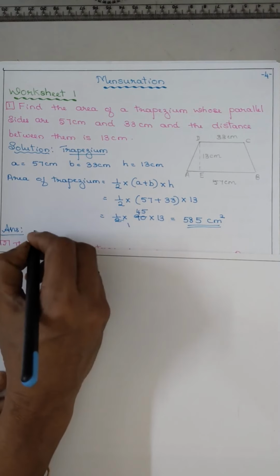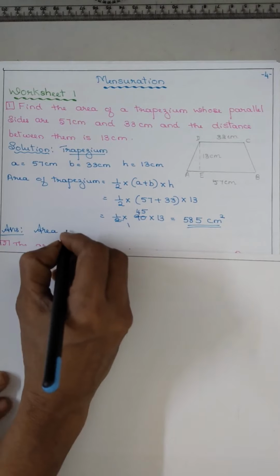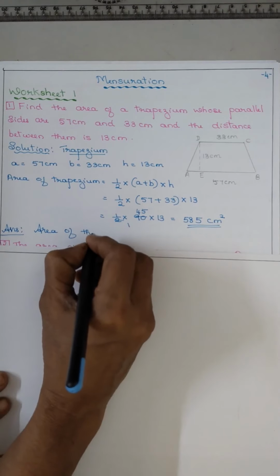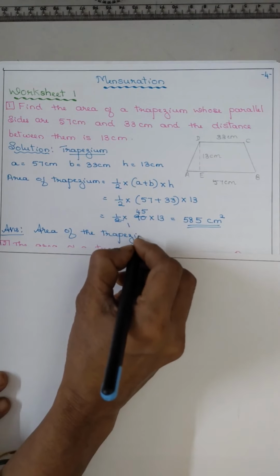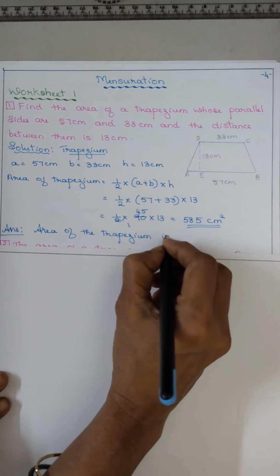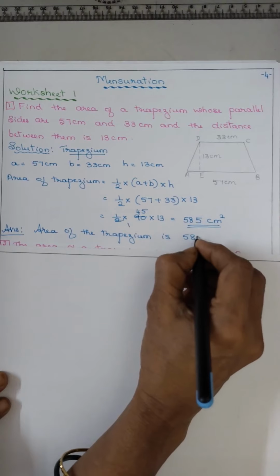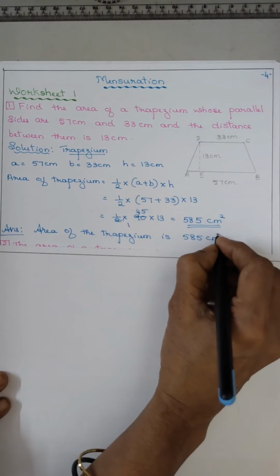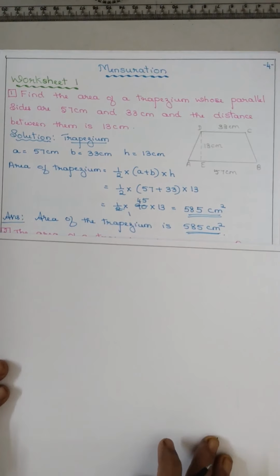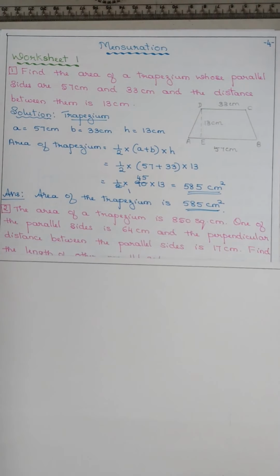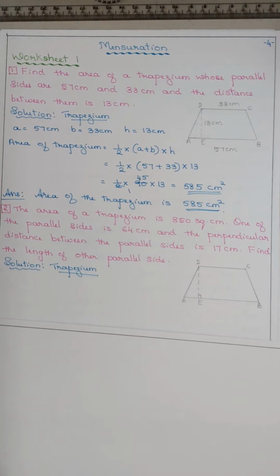Answer: area of trapezium is 585 centimeter square. Simple one, isn't it? Directly put the value and find out.